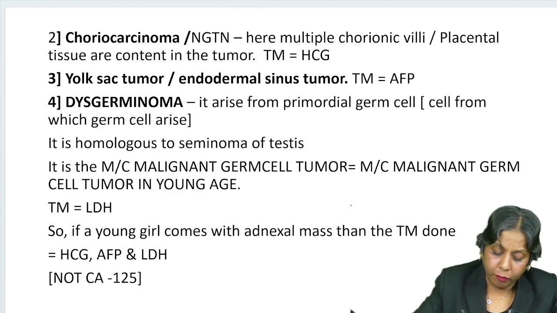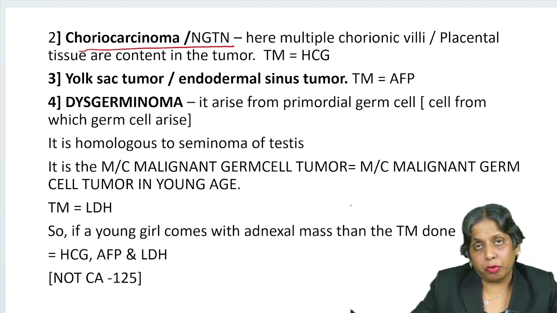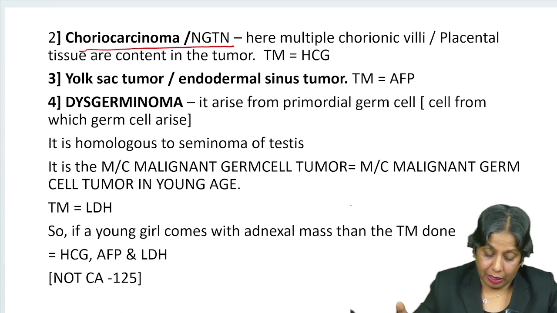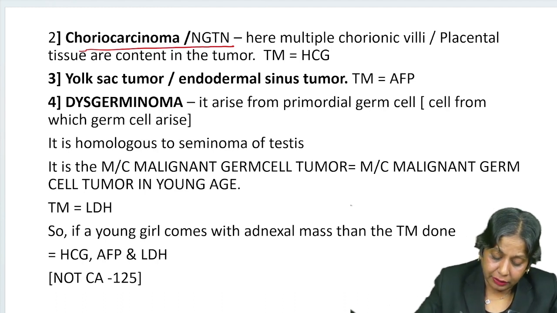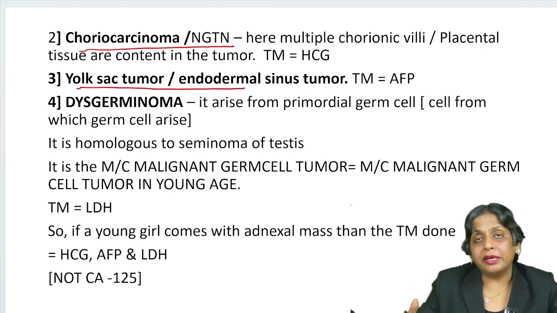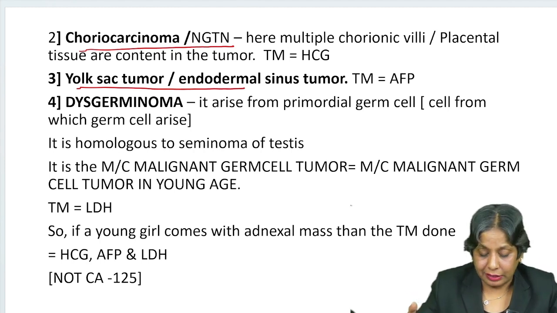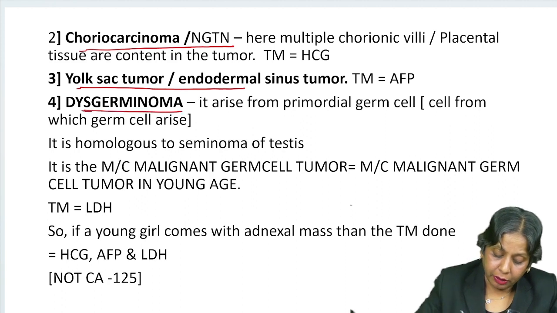The other types of ovarian tumors are, number 2, choriocarcinoma or non-gestational trophoblastic neoplasia. If the germ cell tumor content is the placental tissue or the chorionic villi, then it is choriocarcinoma. And on number 3 we have yolk sac tumor. If the germ cell tumor content is yolk sac tissue, then it is yolk sac tumor. And on number 4 we have dysgerminoma.